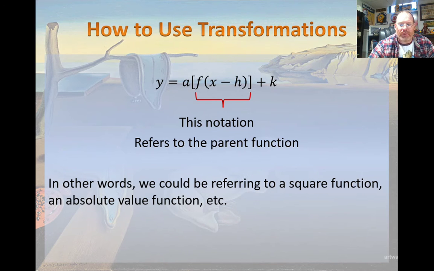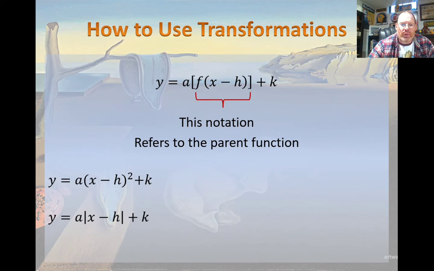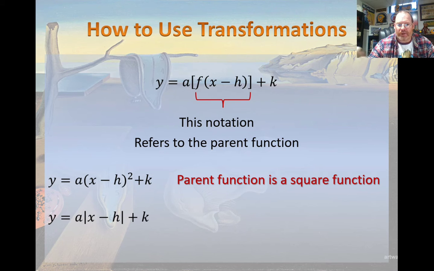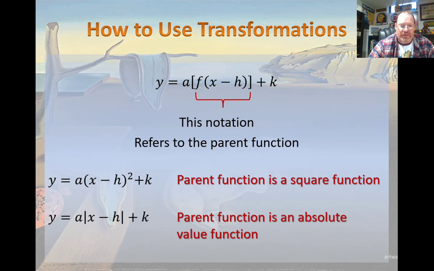So for example, I have 2 that are right here, and if you look at the parentheses, there's not a bracket there, that was just because there were 2 parentheses. If you look at the parentheses, it's a square function. So you're going to do every transformation to the parent function, which is a square function. The second one, the parent function, is an absolute value function. All right, so let's get started here.